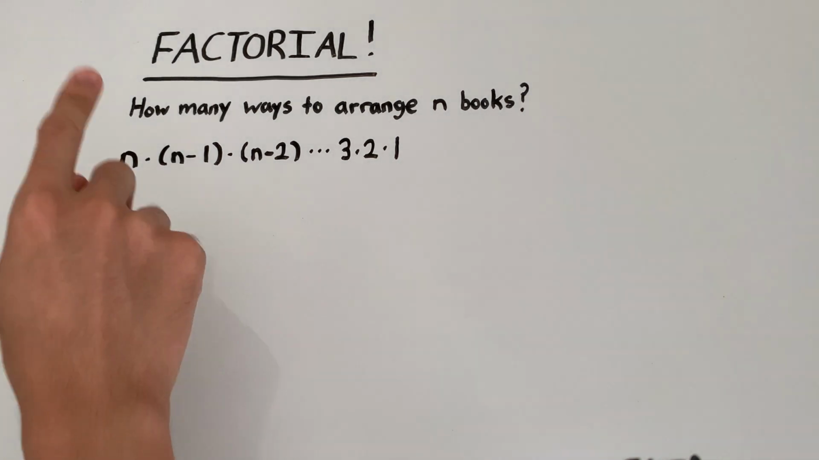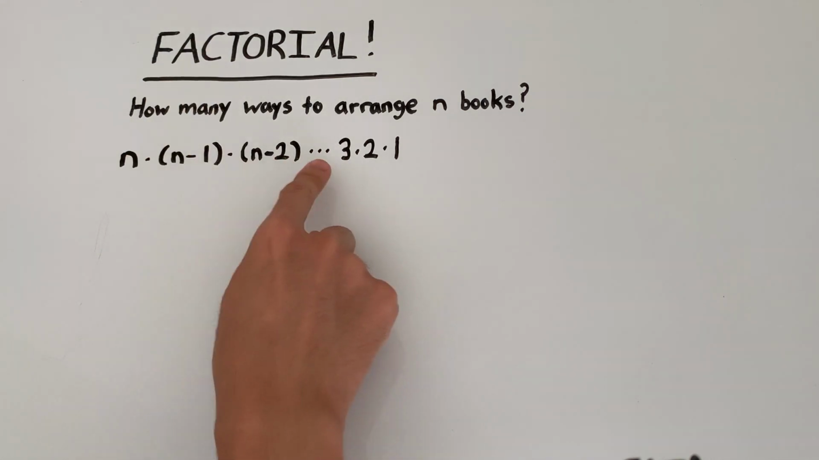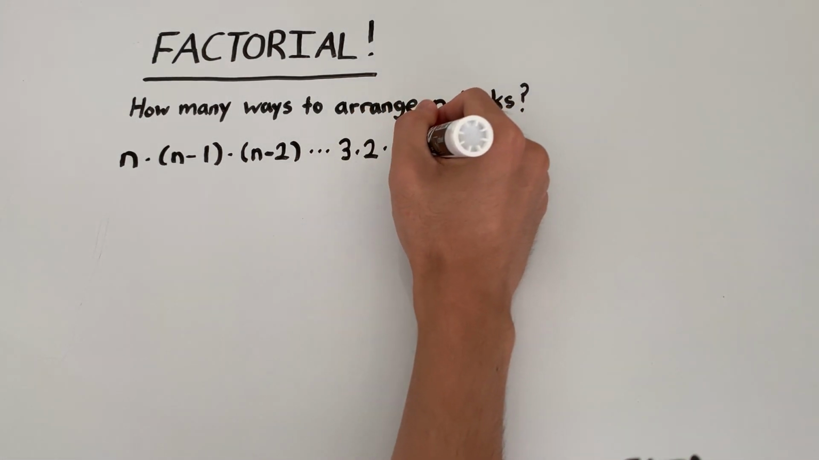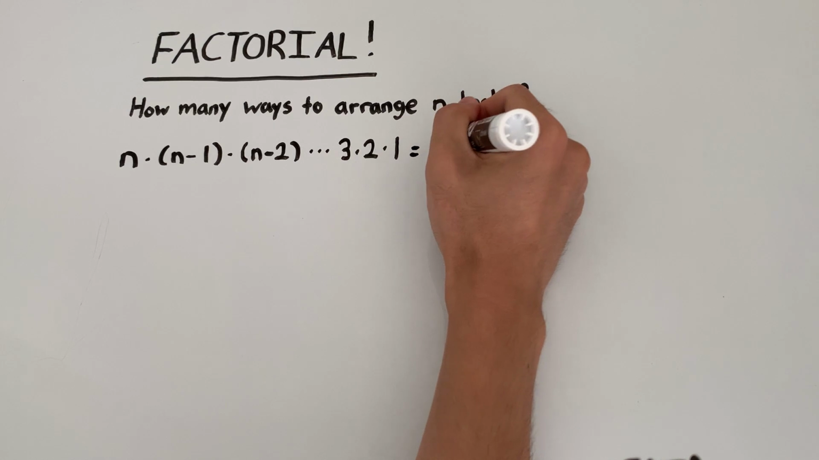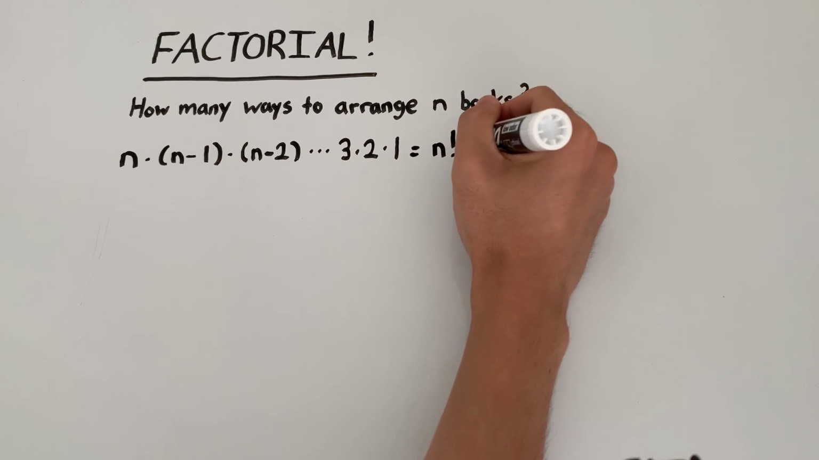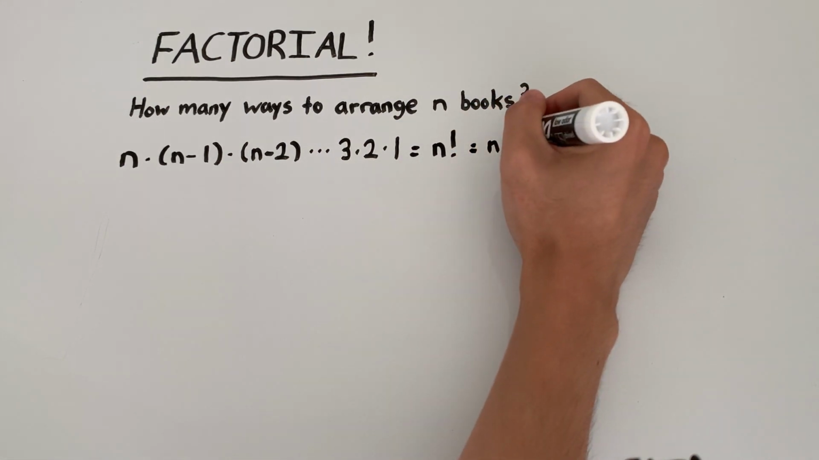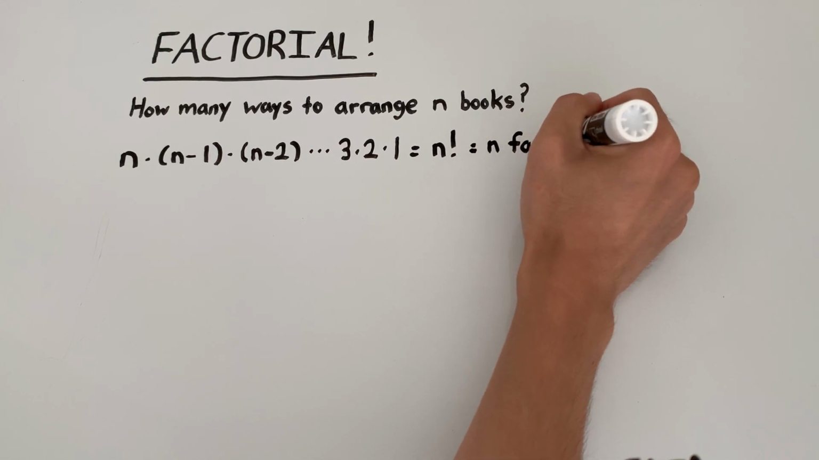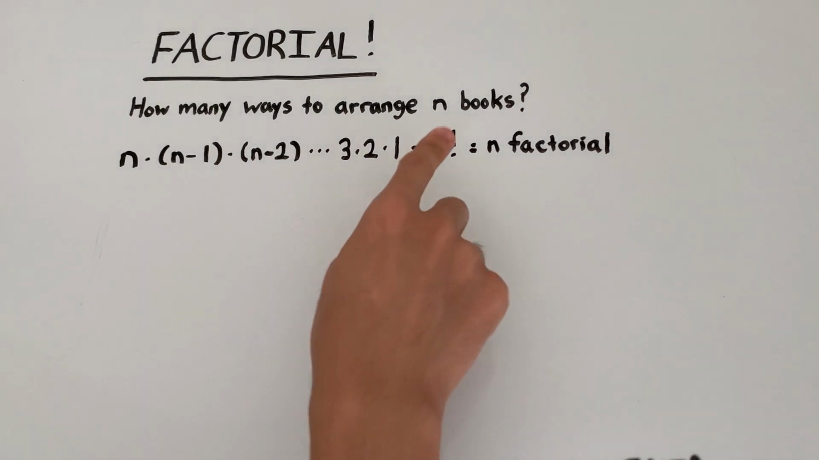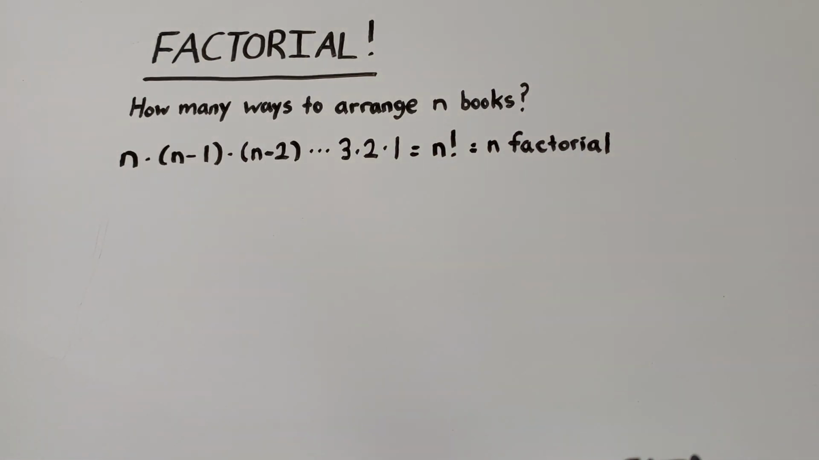Now this right here, n times n minus 1 times n minus 2 all the way to times 3 times 2 times 1 is so common in math that it has its own special name and symbol, and that is n factorial, which is just n with an exclamation mark, written like this. So this is n factorial, all of this right over here. So we see that there are n factorial ways to arrange n books on a shelf.